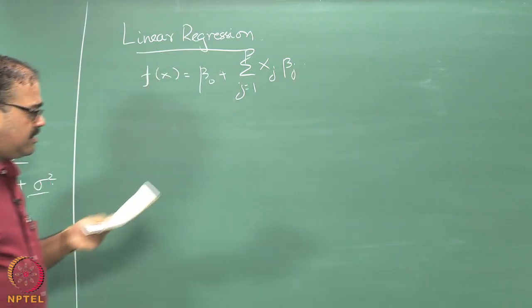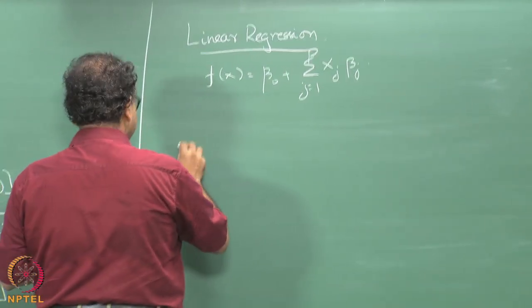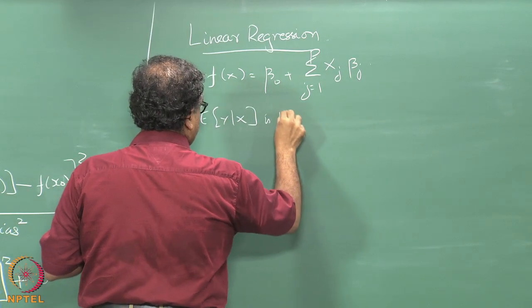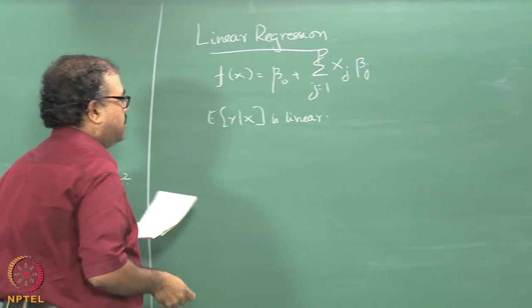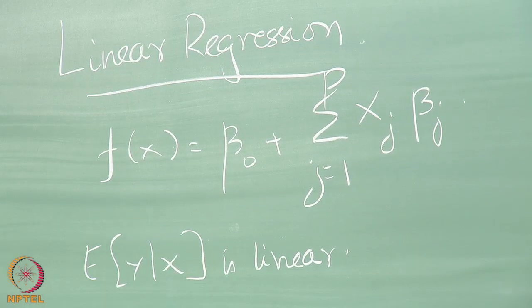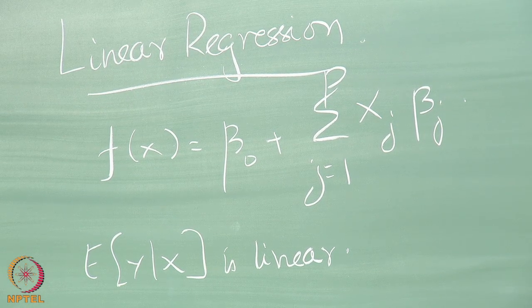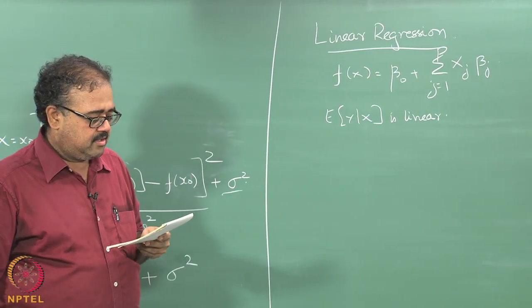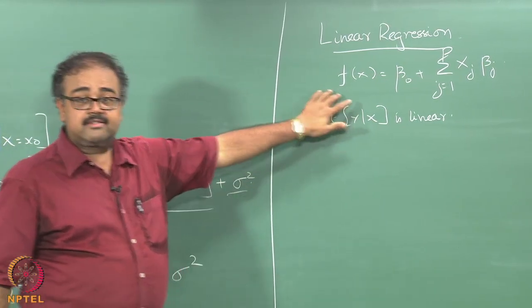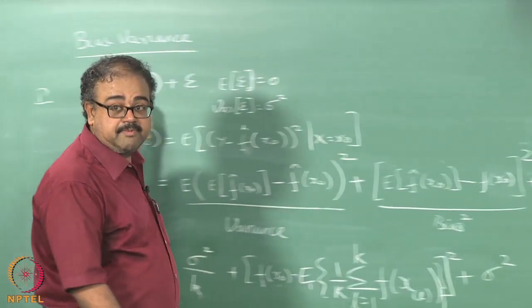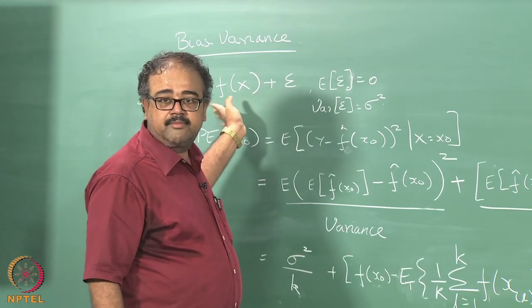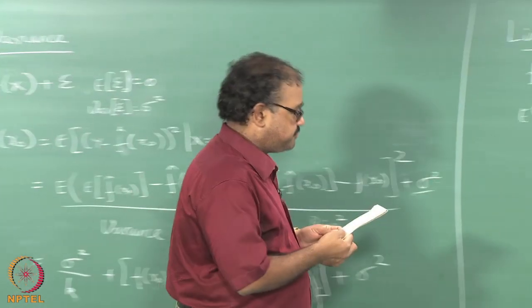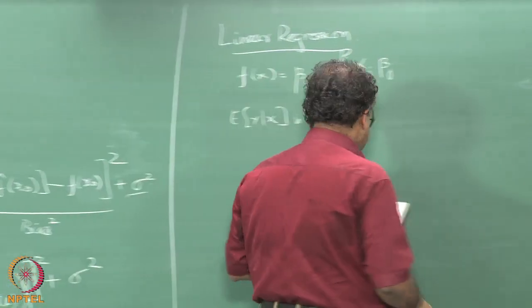Okay, so that is a basic assumption that we had earlier. We are going to assume that the expected value of y given x is linear. There is some kind of noise-corrupted training data that is given to you, but the expected value of y given x is linear.